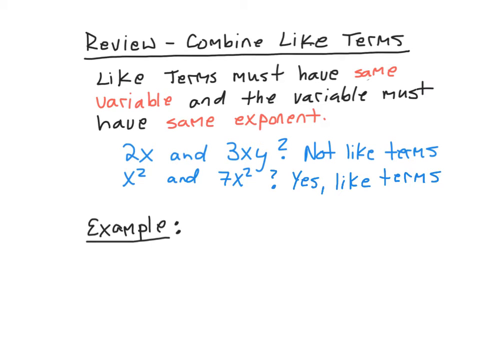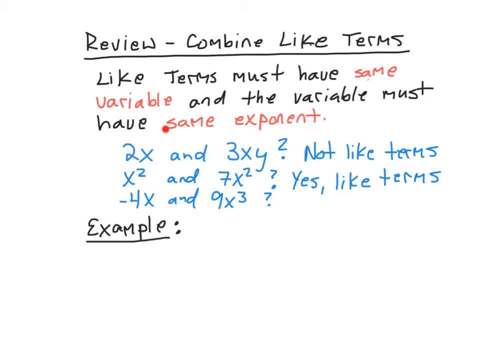Last one, let's say I have negative 4x and 9x cubed. Are these like terms? Well, again, let's take a look. I have an x here, I have an x there, so same variable. But when I look at my exponents, here I have an exponent of 1. We just normally don't write the 1 there, but there's a 1 there. And then here I have an exponent of 3.